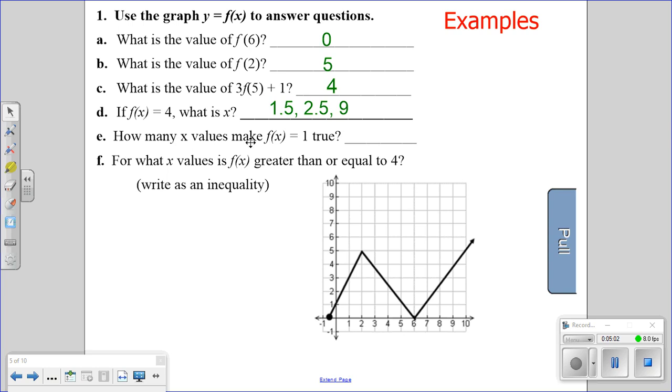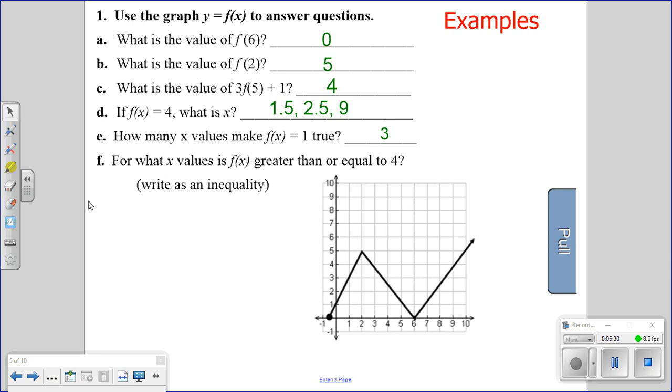It says how many x values make f of x equals 1 true. So it wants to know how many x values make y equaling 1. So how many x values have a y coordinate of 1? So we come over here, we look, we see that there's 1, 2, and 3. So there are 3 values that make that particular part true.